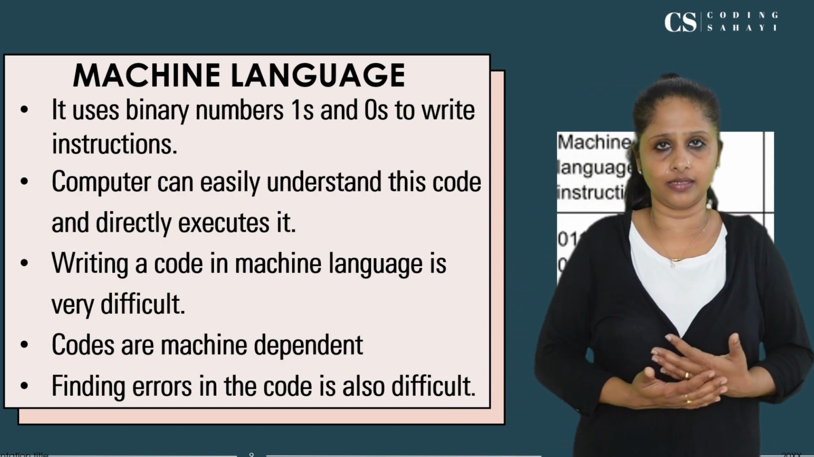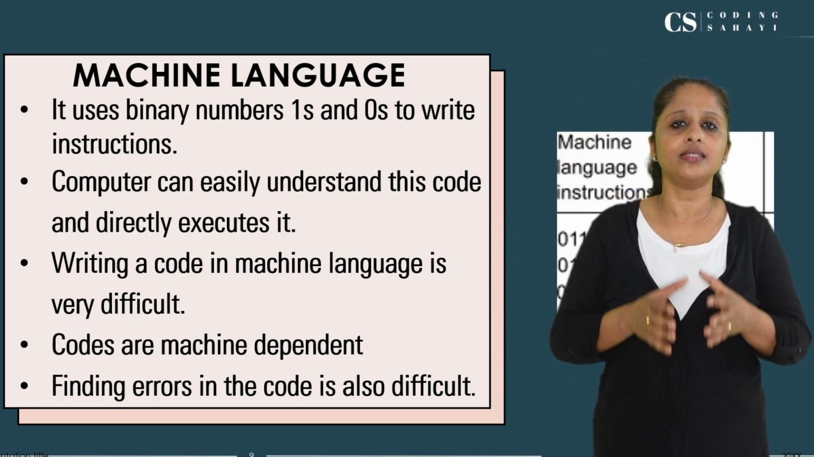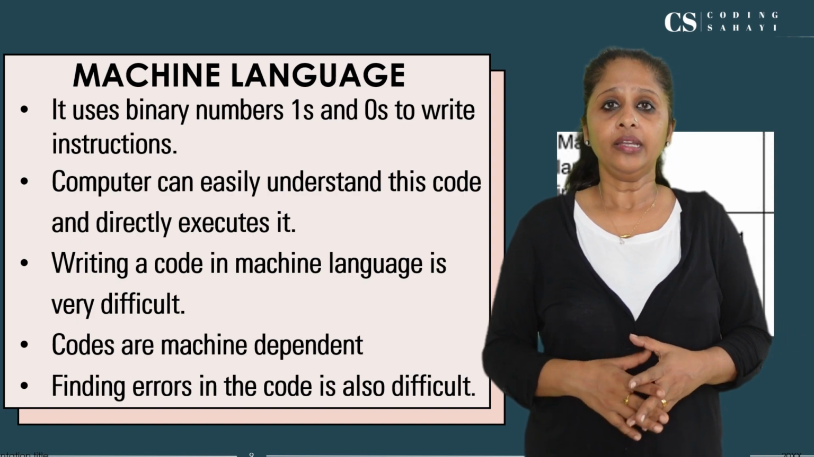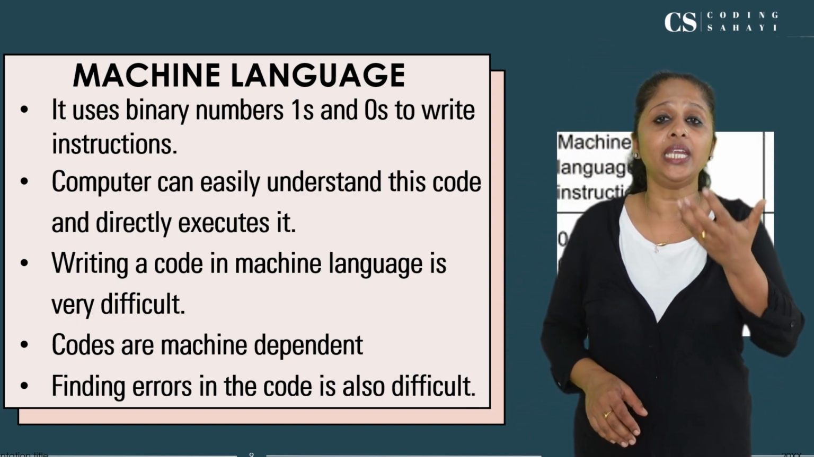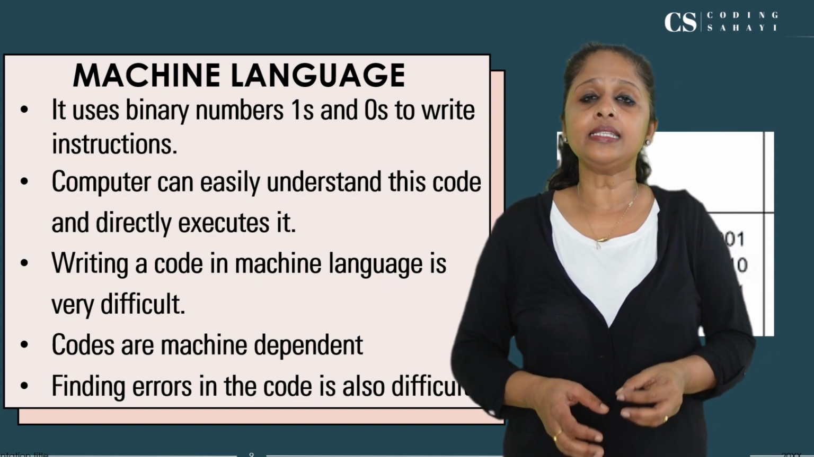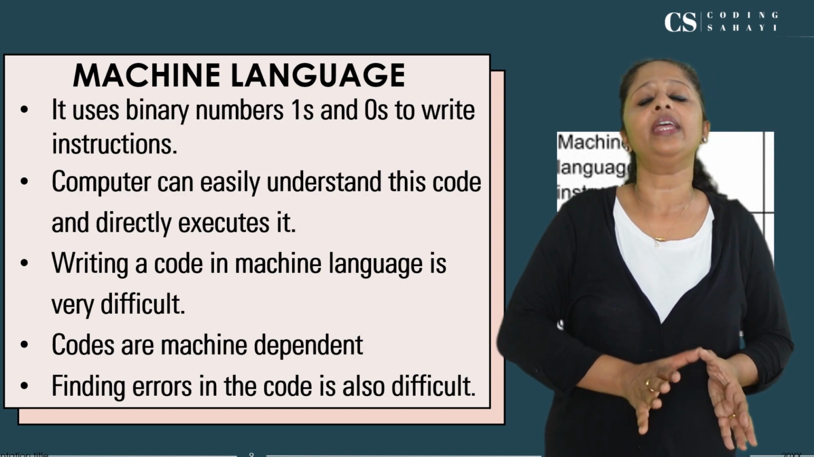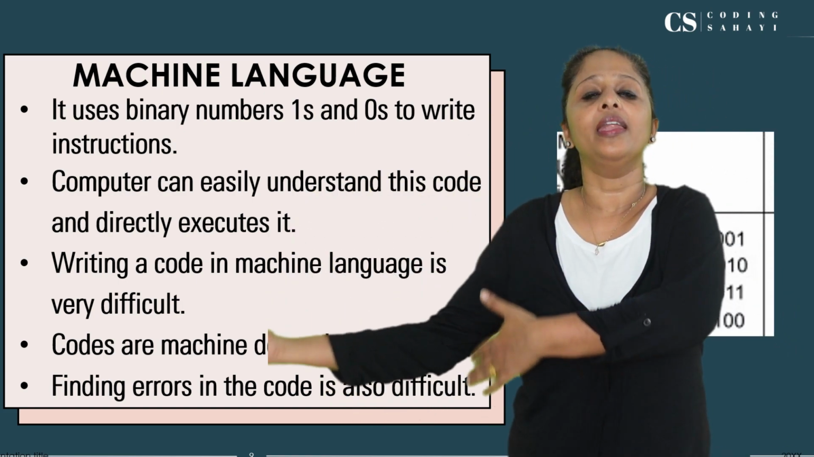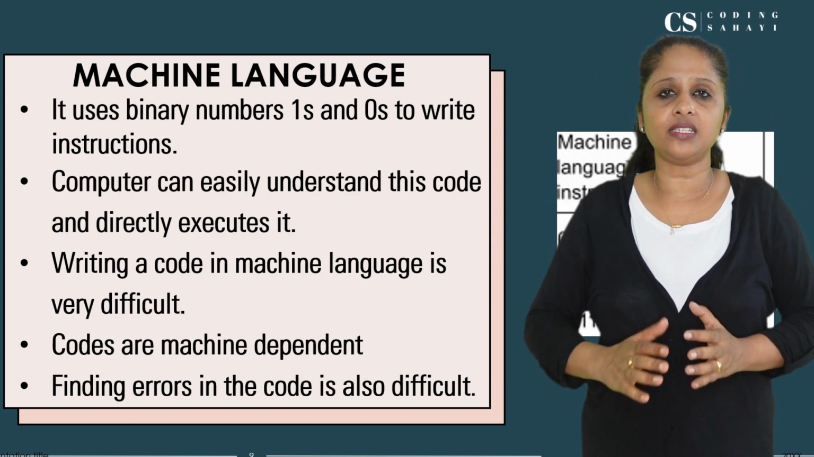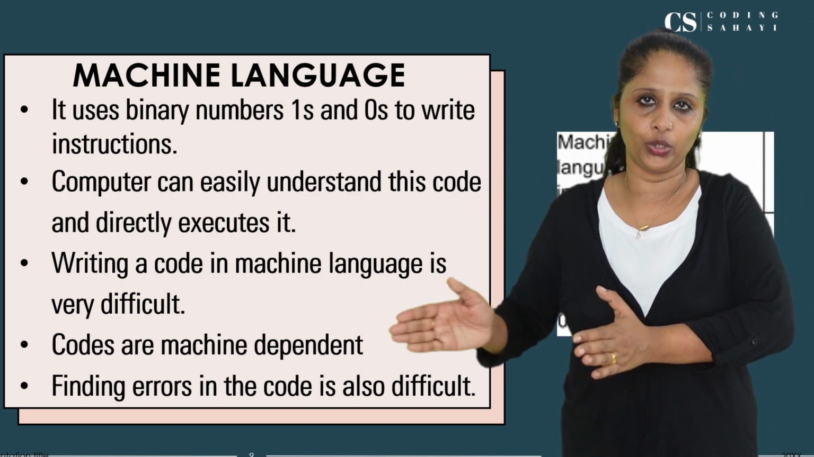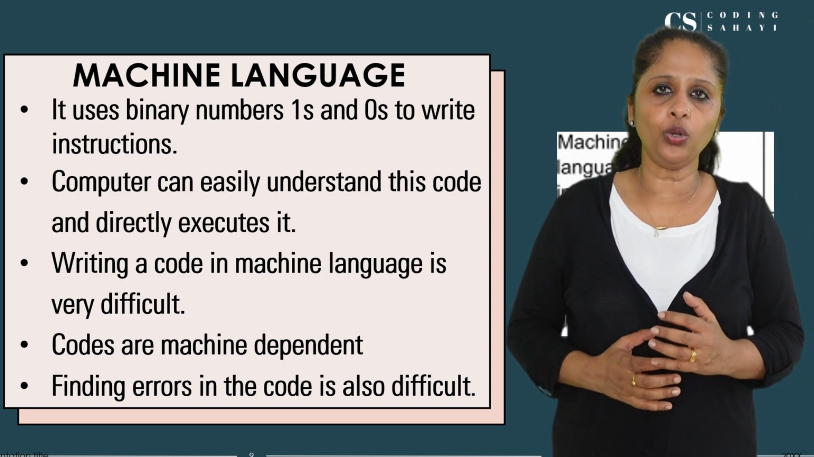It is so much faster. So writing a code in machine language is very difficult. Moreover, it is machine dependent. What does it mean, machine dependent? That is, if you are writing a program in one computer, it does not work in another computer. That is machine dependent. So for each system, we should write separate code. So that is a disadvantage of machine code.